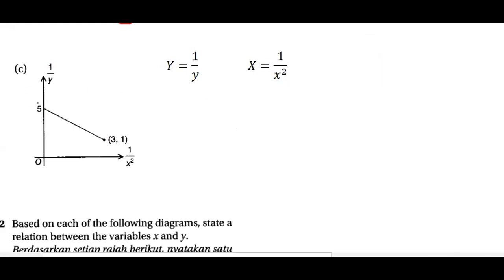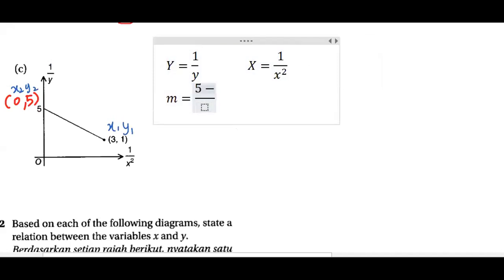So here, 0.5 or 5? 0, 5. Y is 5, right? So X1, Y1, X2, Y2. So your M is what? Y2 minus Y1 over X2 minus X1. 5 minus 1 is 4, 0 minus 3 is negative 3. So negative 4 over 3. Do you know what your C is? Can you see your Y intercept? 5. Okay, this is 5.